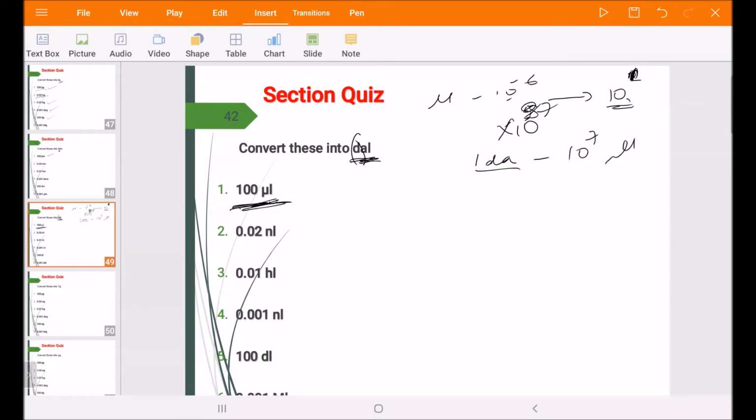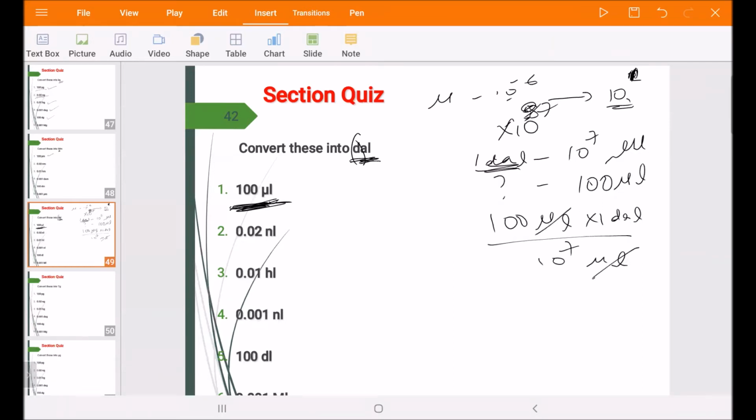Now if you add this, this comes to you. What is given here is 100 microliter. We need to know how many decaliter that is. So you multiply 100 microliter times 1 decaliter over 10 to the power of 7 microliter. Micro cancels with micro, and this becomes 10 to the power of minus 5 decaliter. So this is the conversion factor and derivation. This is dimensional analysis.